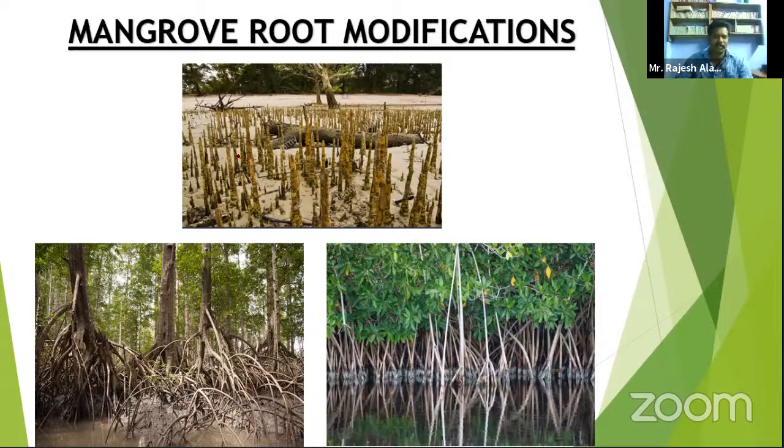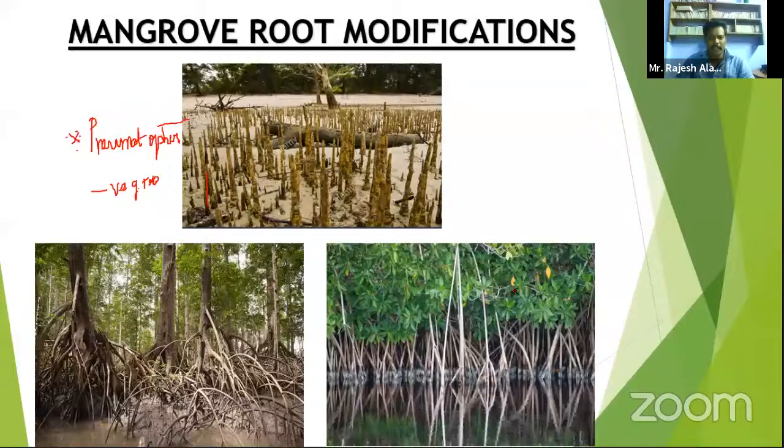Aeration or respiration is the problem. To overcome this, they have some modified roots: aerial roots, respiratory roots. Technically, they are called pneumatophores. Then for extra anchorage, they have vertically emerging roots. These are the only important roots, pneumatophores. They are growing negatively geotropic. They are going against gravity, right? So negative geotropic.